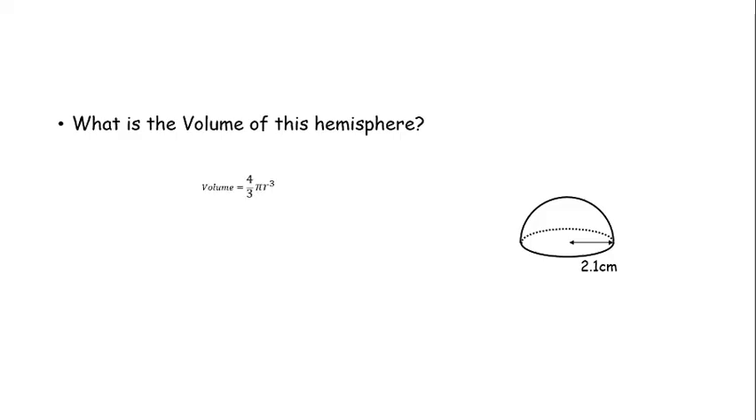So we'll pretend it's a full sphere, and we're going to do 4/3 times pi times r cubed. And we're going to do the same thing and just substitute in the value for r, which in this case is going to be 2.1 centimeters. So when I substitute in the value for r, I'm going to get 4/3 times pi times 2.1 cubed. I'll put that in my calculator, type it in, and I get 38.79 centimeters cubed.